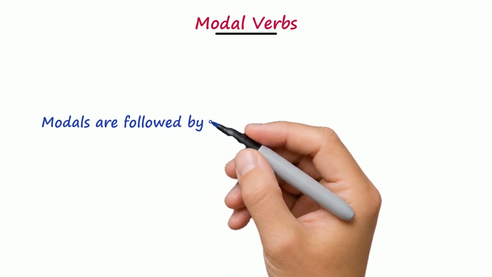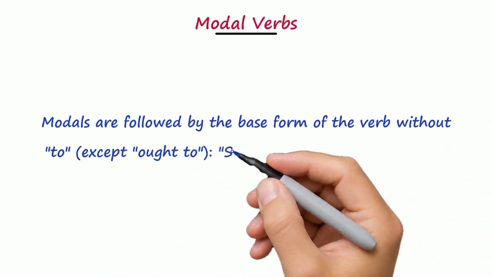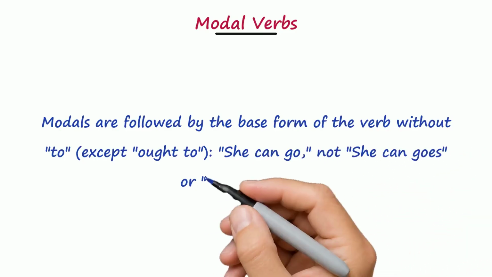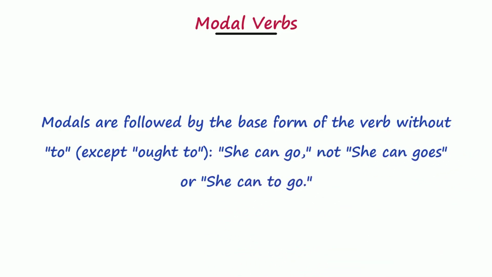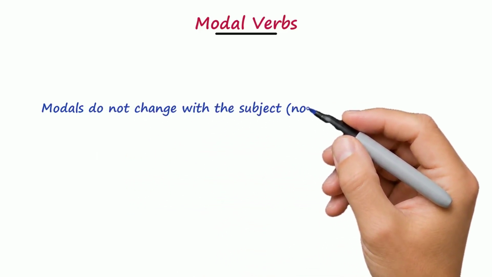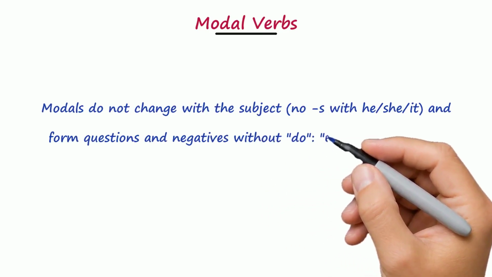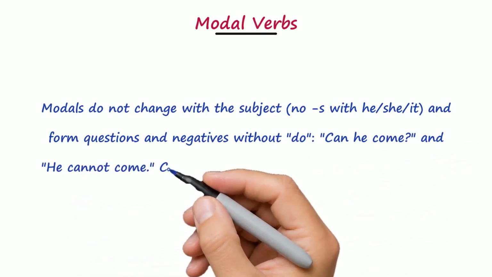Modals are followed by the base form of the verb without to, except ought to. She can go, not she can goes, or she can to go. Modals do not change with the subject, no s with he, she, or it, and form questions and negatives without do: can he come, and he cannot come.